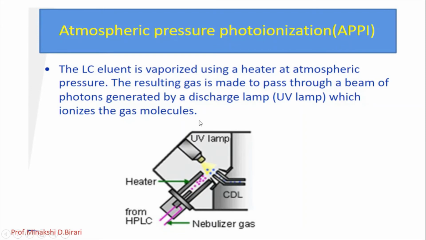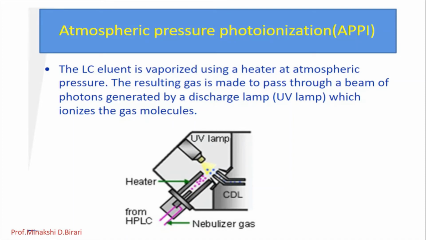If we compare atmospheric pressure photoionization and atmospheric pressure chemical ionization, there is only one difference. In APCI, there is a corona discharge electrode for ionization, and in APPI, there is an ultraviolet lamp or photon generating lamp used for ionization.